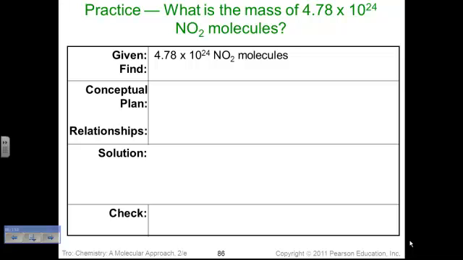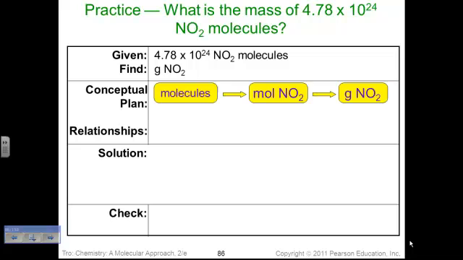We have a large number of molecules and want to know how heavy that would be. Given the number of molecules, let's find the mass. This time on our mole map, we're starting on the far right side. We've got to go up into the mole and then back down to the scale where we measure in grams. So our conceptual plan says we have to pass through the mole. There's no direct road between the world of counting and weighing. Start with the number of molecules, converting that into a mole, and converting that back into a mass. So molecules to moles to mass.